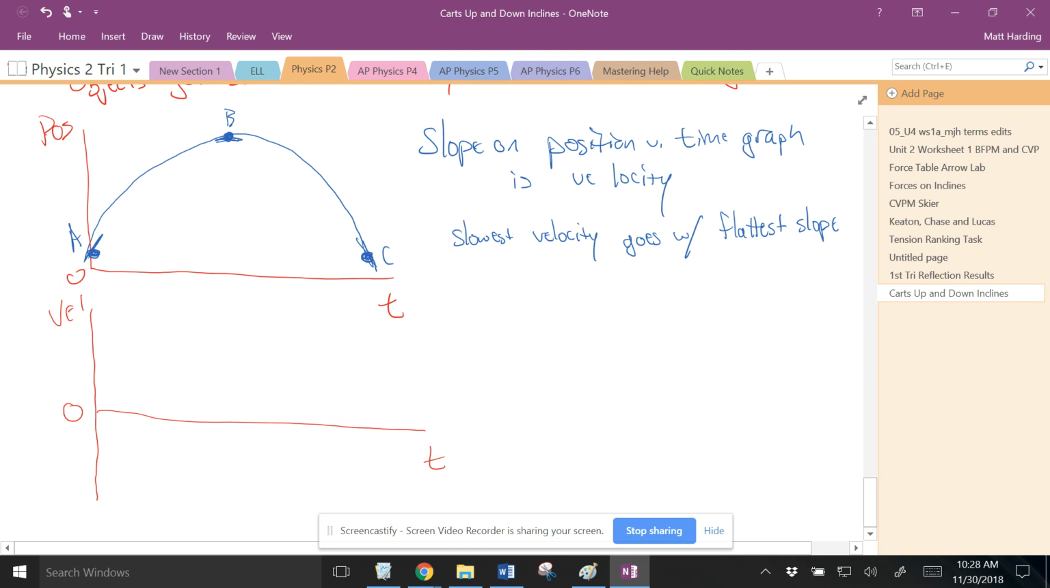So if that's the position versus time graph, and if velocity is the slope on the position versus time graph, try to identify where's the slope the greatest, where's the slope the least. Is the slope ever 0?